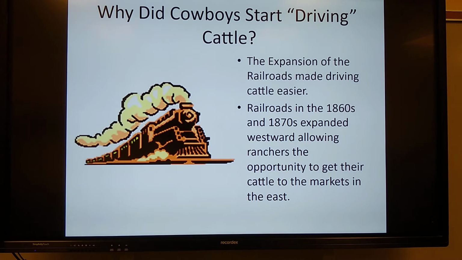Why did cowboys start driving cattle? The expansion of the railroads made driving cattle easier. Railroads in the 1860s and the 1870s expanded westward, allowing ranchers the opportunity to get their cattle to the markets in the east. So simply put, the railroad made herding cattle a lot easier. You put these big animals on these railroad trains, and that train could move the cattle very easily where it needed to go.